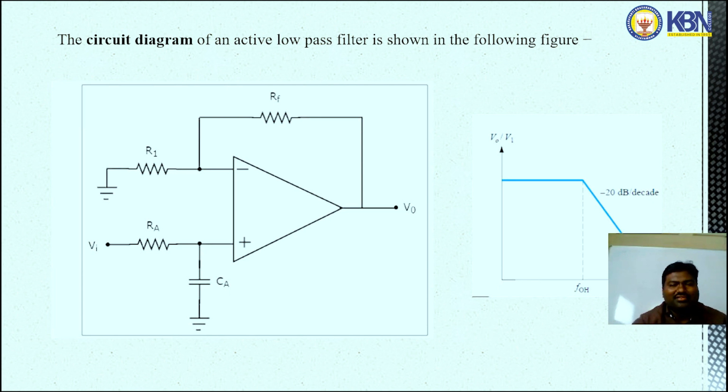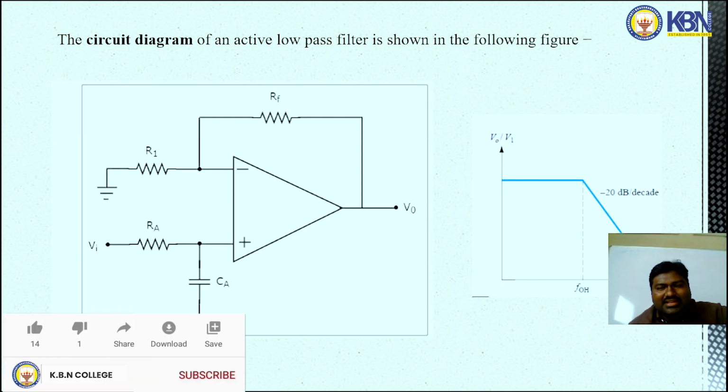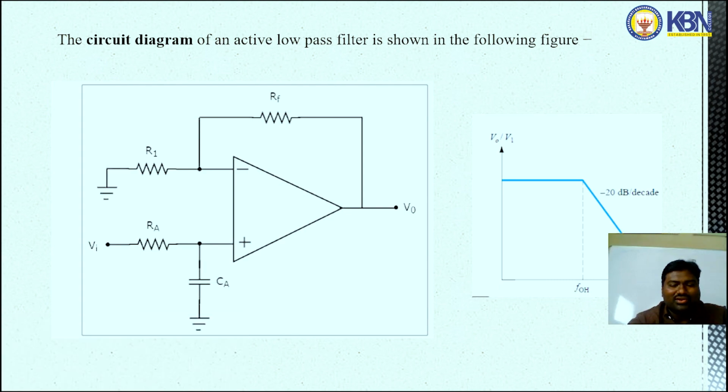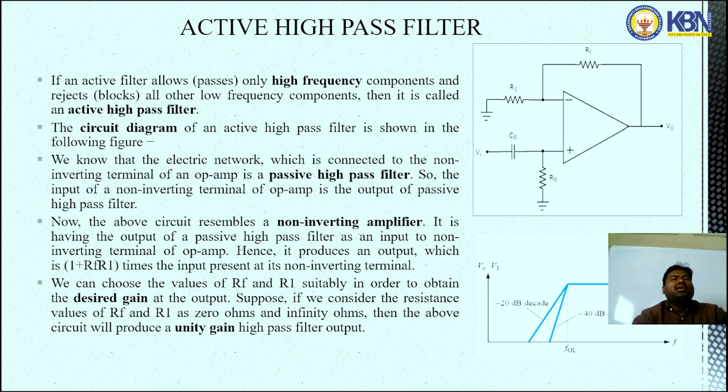Here the graph is shown, frequency on the x-axis, output voltage on the y-axis. Here the cutoff frequency will be calculated. The frequency at which the output voltage falls to 0.707 times its maximum value is called the cutoff frequency. Below the cutoff frequency is known as the pass band and above the cutoff frequency is known as the stop band. The frequency and output voltage relationship is shown in the figure. The low pass filter circuit diagram is shown in the slide.